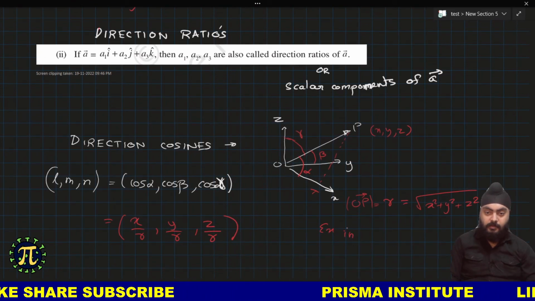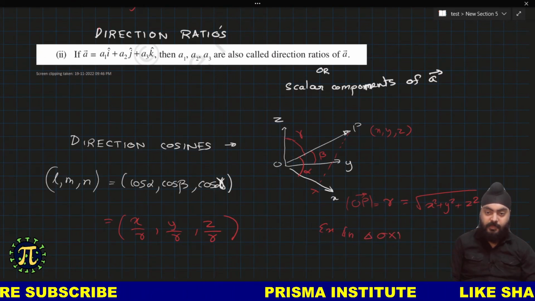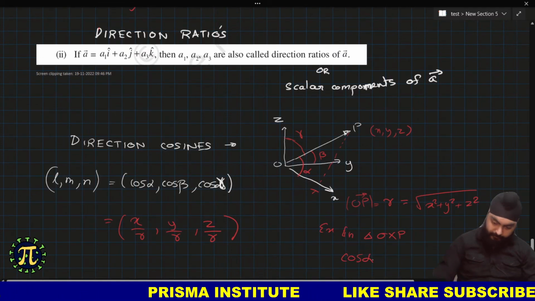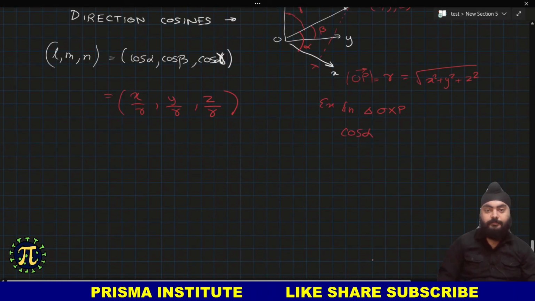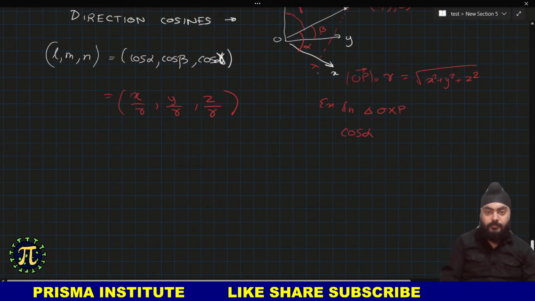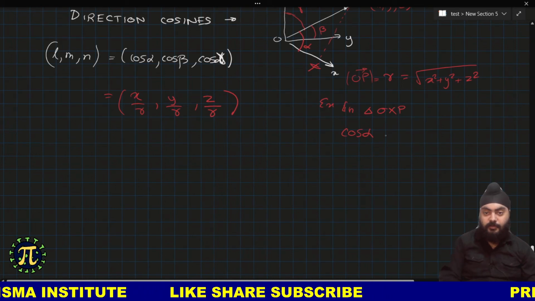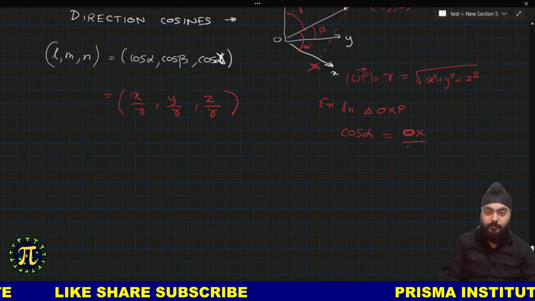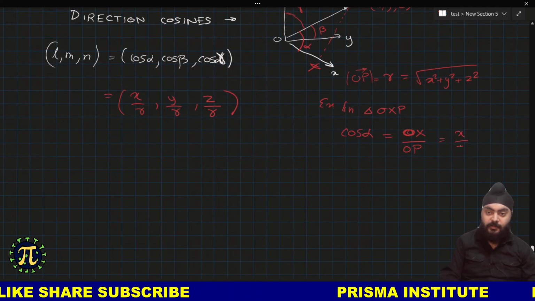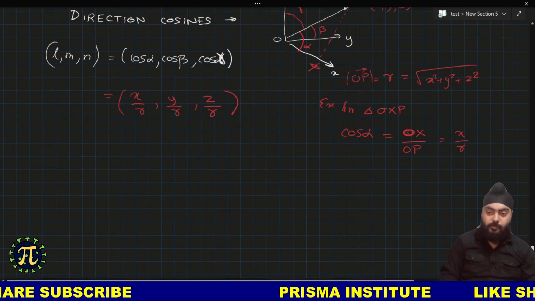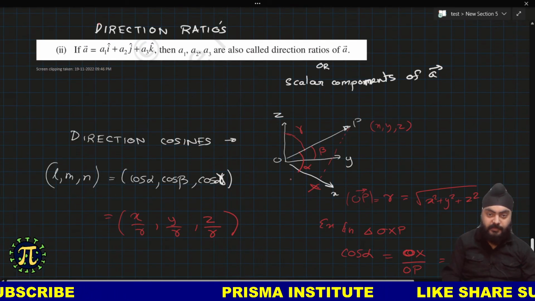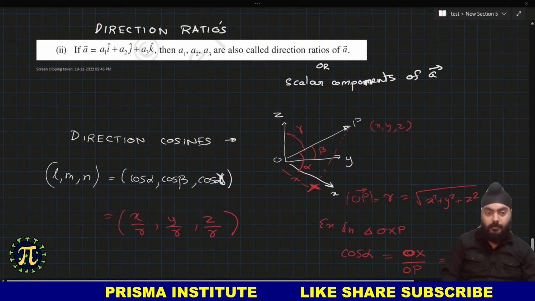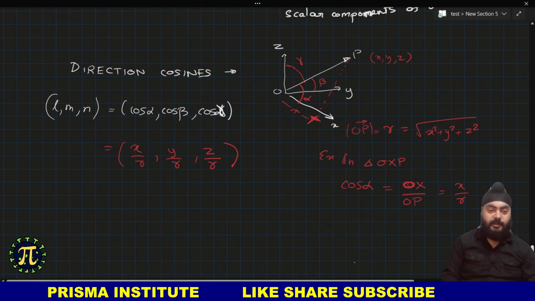For example, in triangle OXP we can define cos alpha. What will cos alpha be here? This is the point x. So cos alpha will be base, which is OX, divided by hypotenuse, which is OP, and this is x by r. Because to go to point x, y, z, we have to first move x units along the x axis. So this we have already defined.